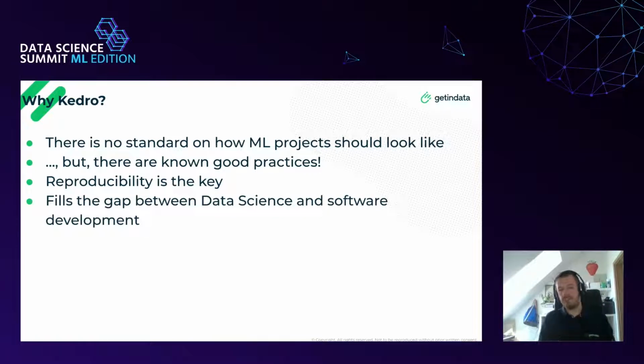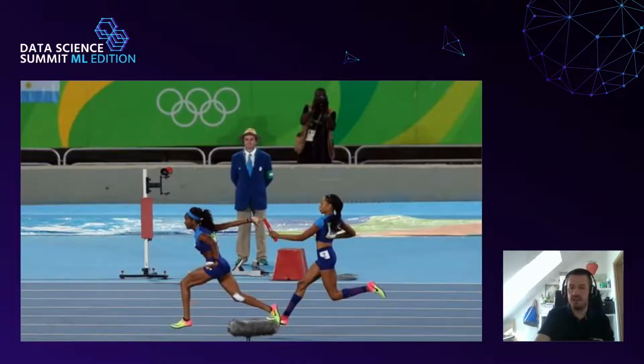Kedro fills the gap between data science and software development because it makes your ML project actually a Python project. So you have versioning, you have unit tests, you have code linting, you have everything that software development already uses, but on your ML project. And how does it look?